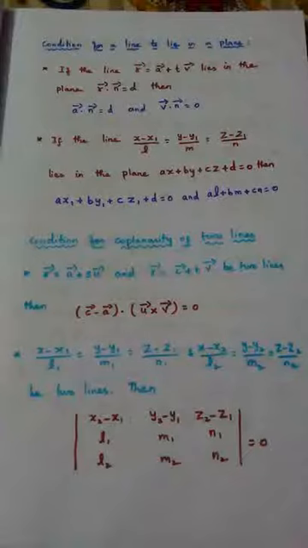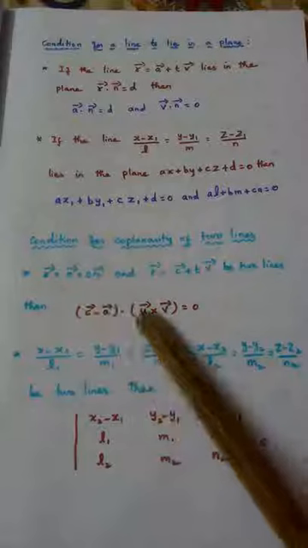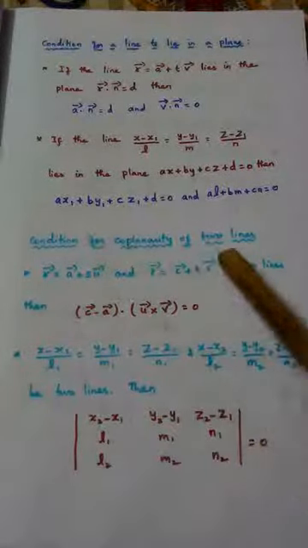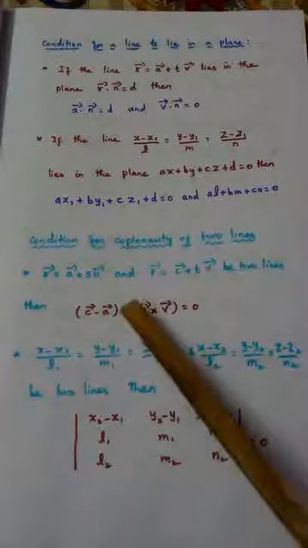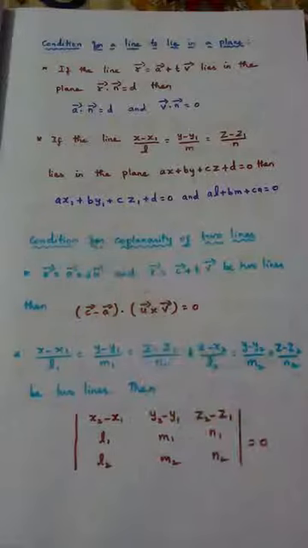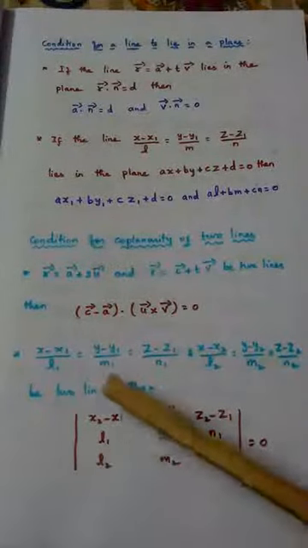I think you will understand now. What is C minus A? Second point minus first point. What is U cross V? Cross product of parallel vectors. In between, the dot symbol is there. If this value becomes 0, we will say the two lines are coplanar. This is the vector condition. The same thing we will see in Cartesian format.